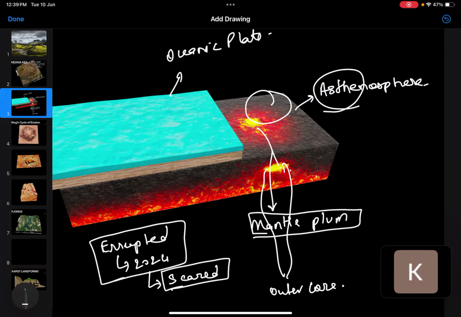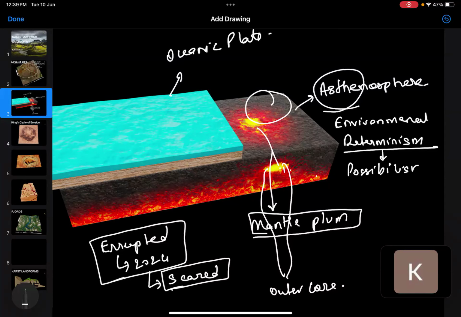But in recent times, with the development of technology, an aspect of possibilism has also been added in contemporary time. So we can say they are following environmental determinism, but in recent times the aspect of possibilism has also been added.